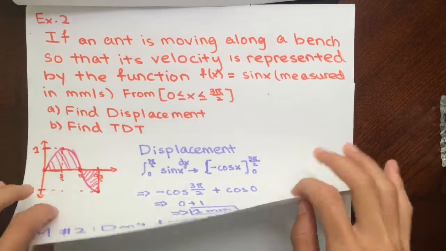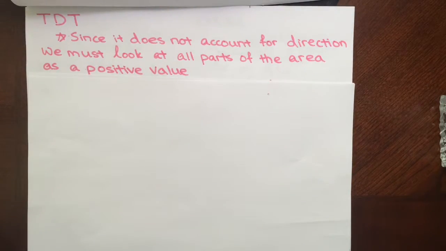Now, moving on to the total distance traveled. It is quite different, as it does not account for direction. So now we must look at all parts of the area as a positive value.